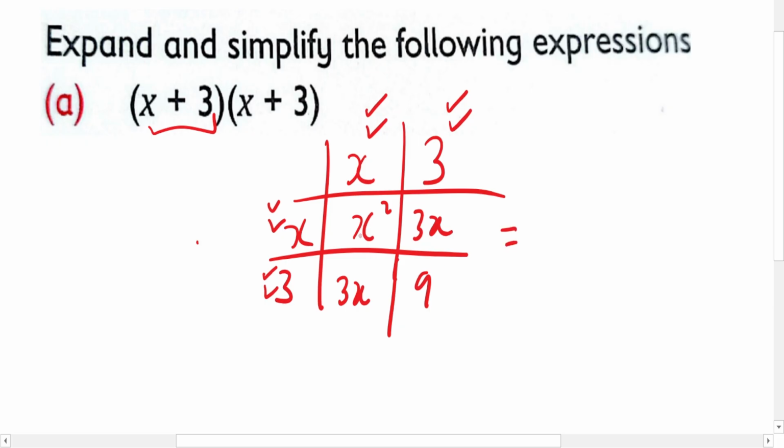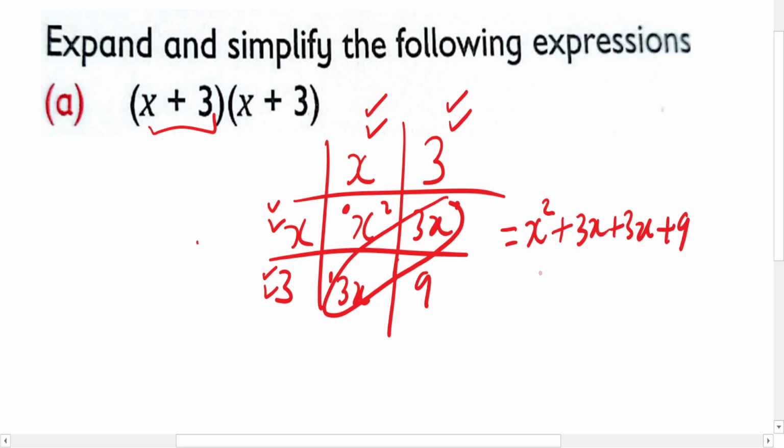And you collect the answers, which are this. So obviously easy hapa, since they are like terms, add itakuwa 6x, so your final answer is going to be x squared. So just like we said, 3x plus 3x plus 9, obviously this is going to give you x squared plus 6x plus 9 once more.